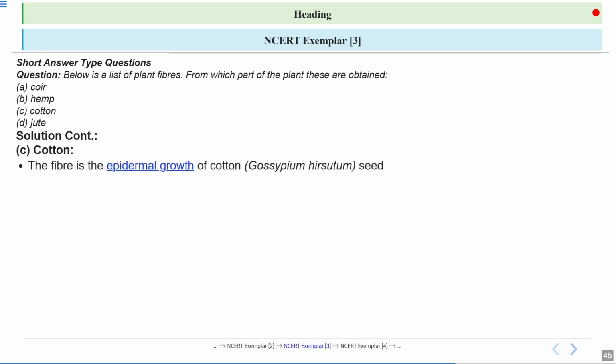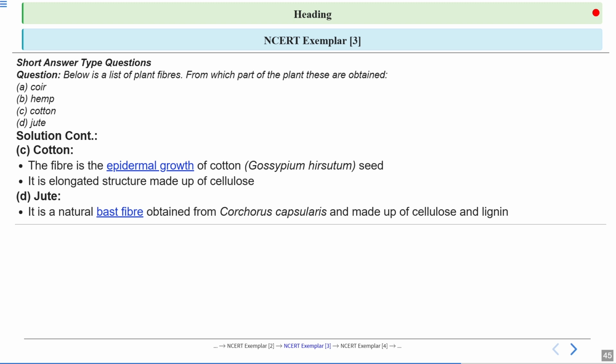Cotton. The fiber is epidermal growth of the cotton Gossypium hirsutum seed. Seed's outer surface, outer epidermal surface, in the form of fiber. It is an elongated structure made up of cellulose. And jute, very important. It is a natural bast fiber obtained from Corchorus capsularis and made up of cellulose and lignin substance.